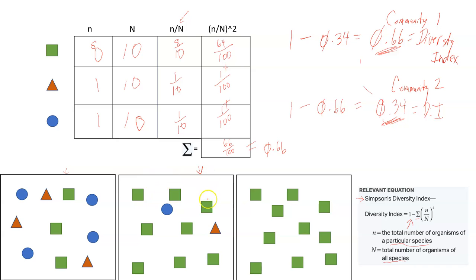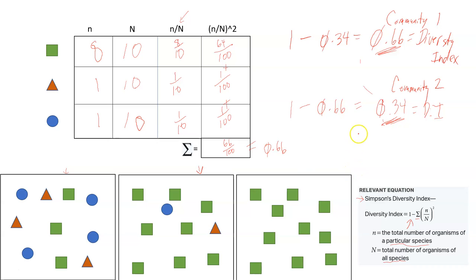If you look at community 2, it's kind of dominated by this horrific green square over here, right? It's taking up everything. There's not many of the other species. This kind of helps us judge how diverse a community is. So community 1, 0.66. Community 2, 0.34. That's a measurement of diversity. If you want to calculate this last one, in which we have all green individuals, you can. But it's going to end up being 0, right? There's no diversity to this.